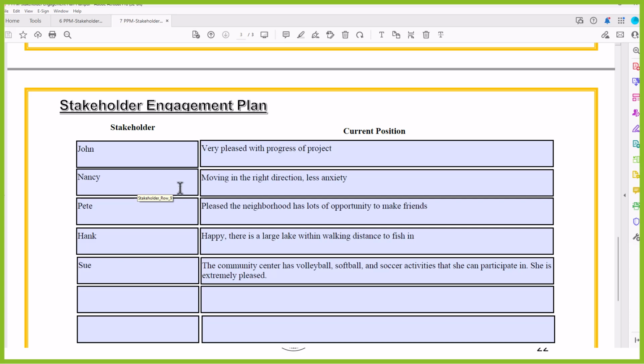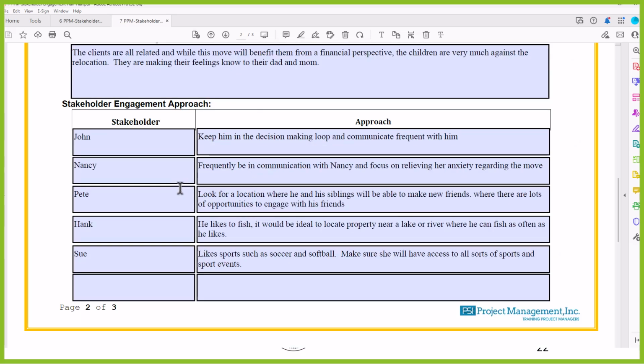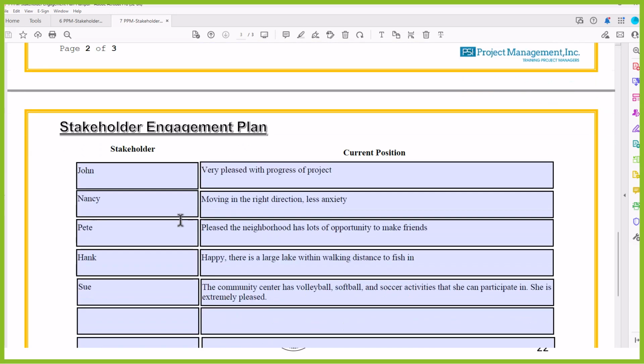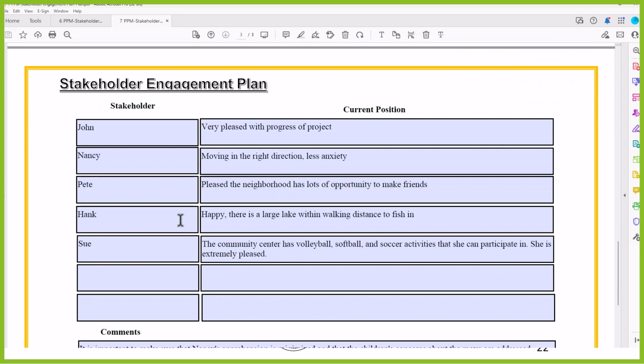So you see, here is the plan right here. This is the plan. That's how I'm going to move them from current position to the desired position. But periodically, I want to go back and check to see how I am progressing. For example, is Nancy's apprehension decreasing? Is she becoming more accepting of the move? How about Pete? How about Hank? How about Sue? What are their current positions? Are they making progress? That's the key that we want to see.